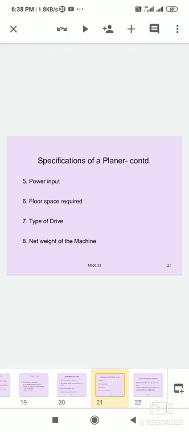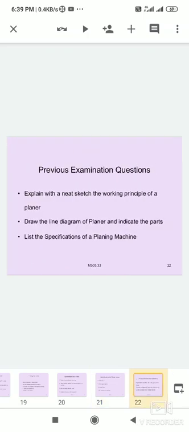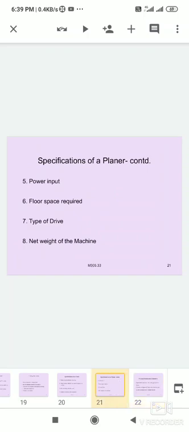The length of stroke can be varied by adjusting the distance between two trip dogs on the side of the table. That is the type of drive mechanism, and these are the specifications of planer machine. And the feeding mechanism is also very important. In feeding mechanism, there are two types of feeding mechanisms: one is the friction disc and another one is the electric drive.